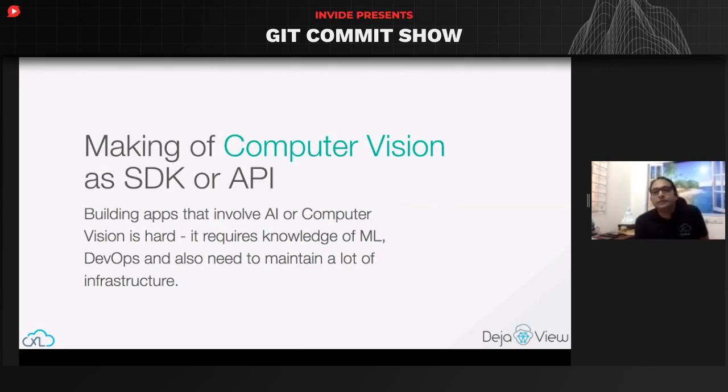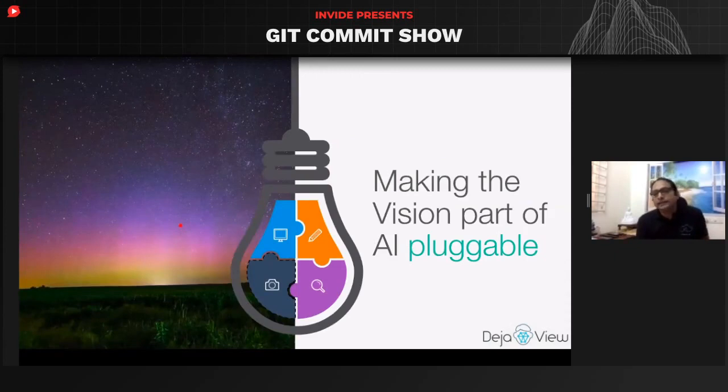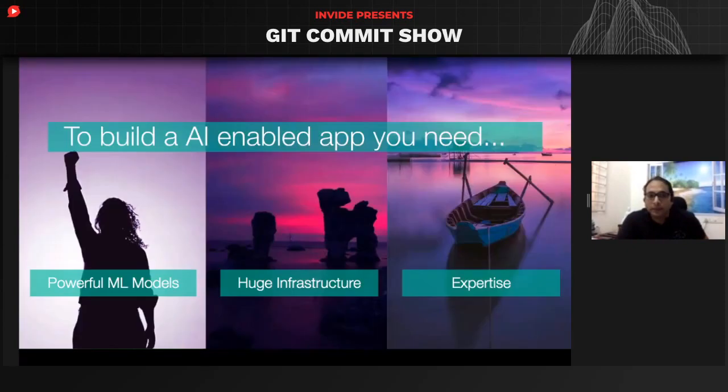It otherwise requires the knowledge of ML. So they don't need to maintain or create such kind of infrastructure. That's the idea. Essentially, in DejaView, the main idea is making the vision part of AI pluggable, so that you can plug and play the AI part.